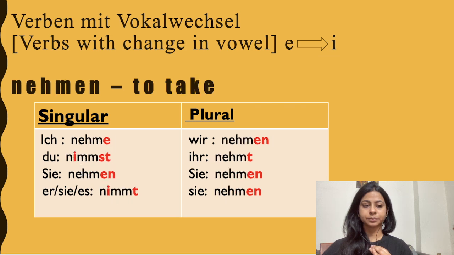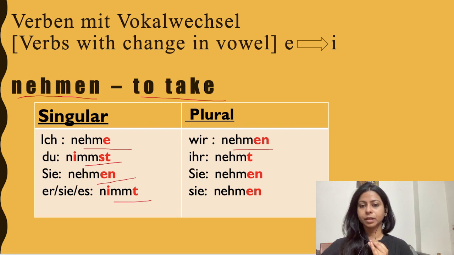Next verb is nehmen, which means to take. Now do notice nehmen is an exception. Again, ich nehme, du nimmst, er/sie/es nimmt, wir nehmen, ihr nehmt, sie nehmen und Sie nehmen. Again, if you notice, e is changing to i in du, and here also e is changing to i in er/sie/es.